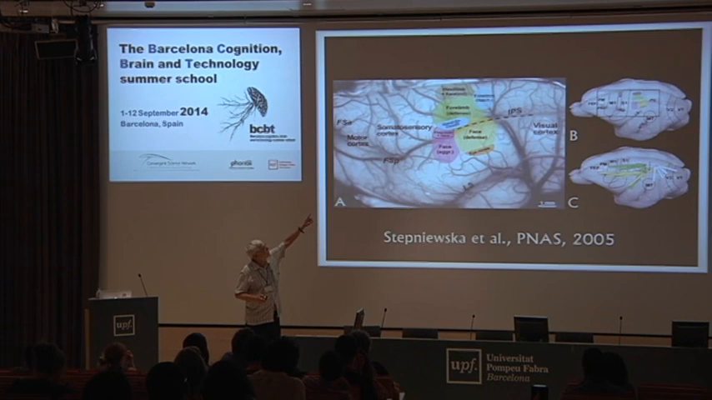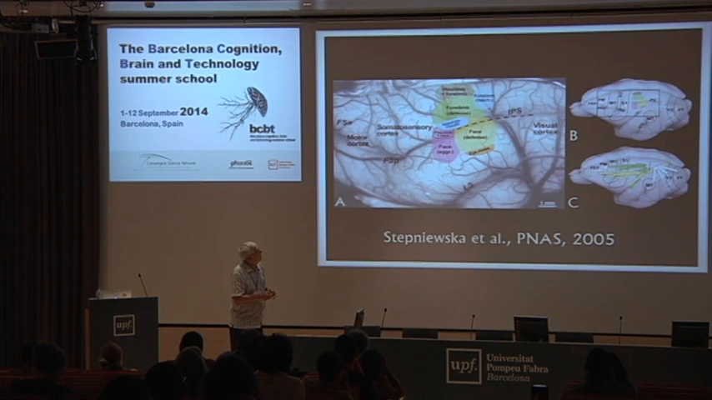But there are about 7 different kinds of complex behavior that you can elicit electrically from there. And the interesting thing about this is we say, what's coming in there and what determines the behavior naturally?